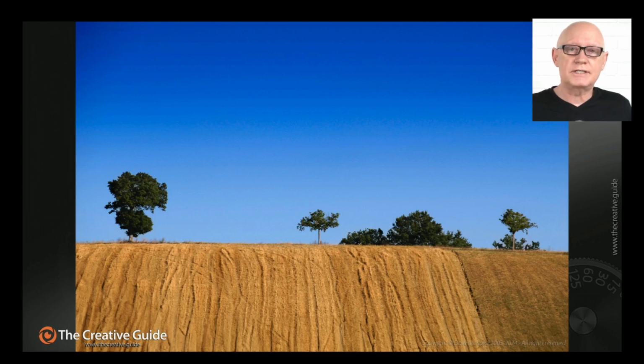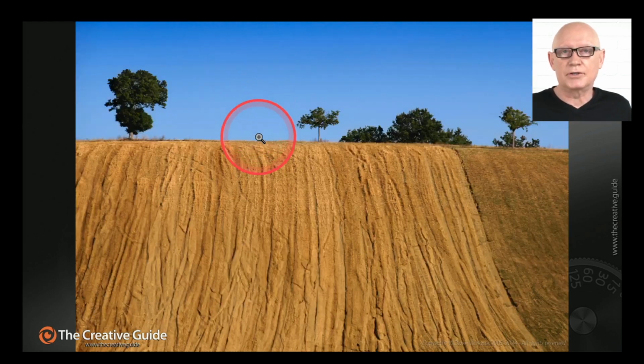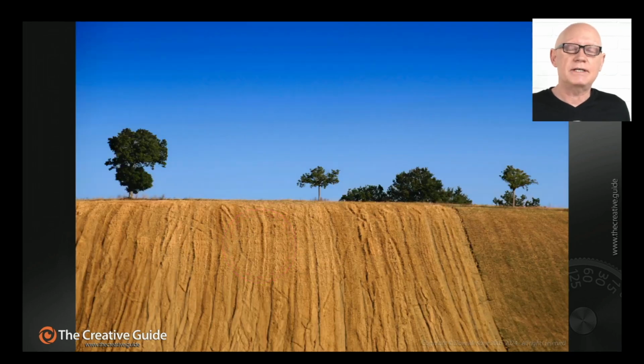So rule of thirds gives us an indication that the horizon line is better at the bottom third if what you want is more interesting above, and in the top third if what you want is more interesting below. So let's have a look at those three.